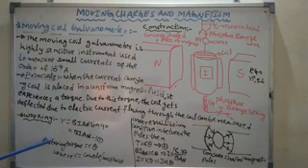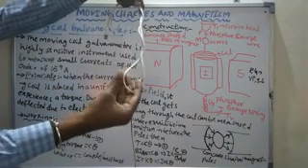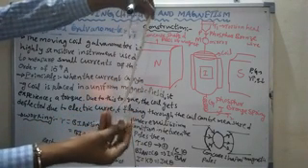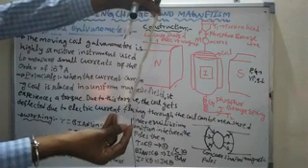Then suppose any wire gets twisted, what will happen? If your wire gets twisted like this due to the torque, then in this wire some restoring torque is developed. If you release the wire, what happens?